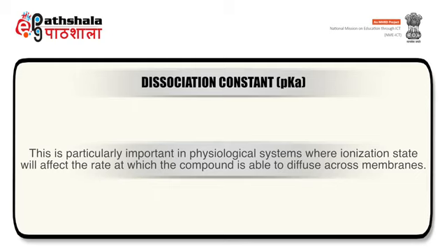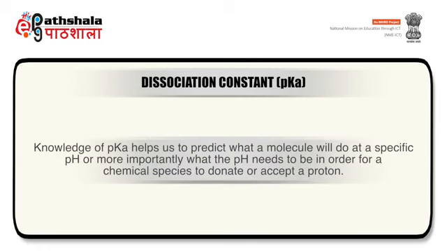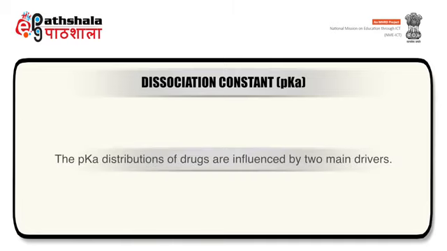This is particularly important in physiological systems where ionization state will affect the rate at which the compound is able to diffuse across membranes. Knowledge of pKa helps us to predict what a molecule will do at a specific pH, or more importantly, what the pH needs to be in order for a chemical species to donate or accept a proton. The pKa distribution of drugs is influenced by two main drivers.